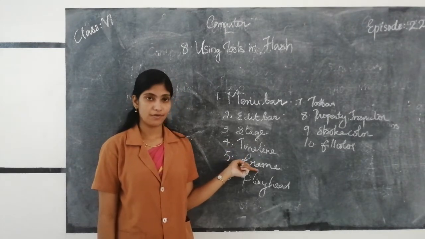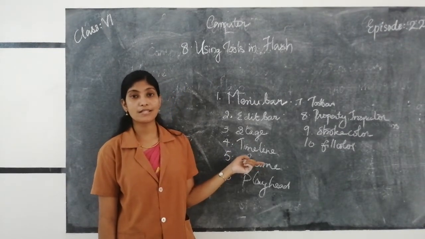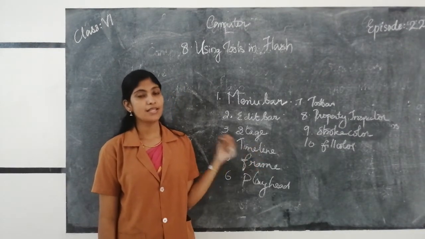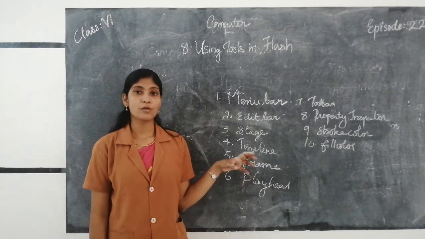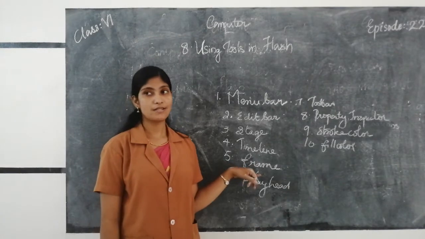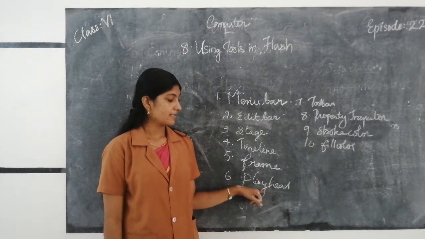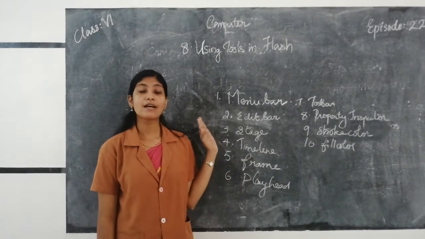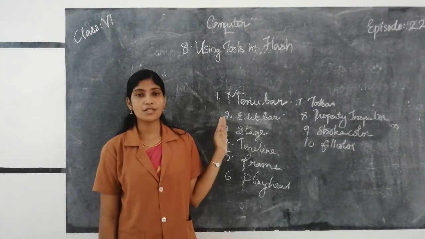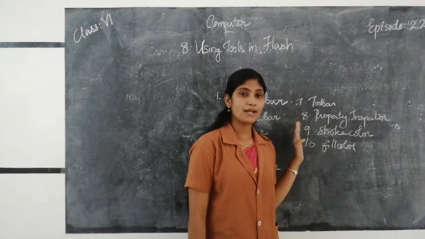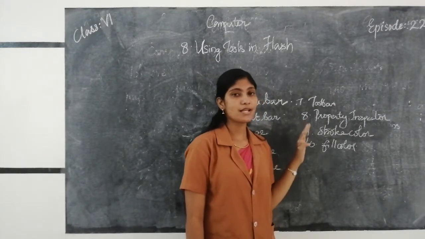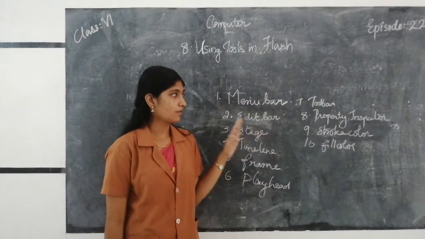And the fifth one is the frame. Frame is commonly known as the single set of animation. Then you can select your frame from there, and a group of frames in a quick session is known as animations. And the sixth one is the playhead, the red square form which is present in the timeline. And next one is the toolbar, which contains a number of different tools. So you can select your appropriate tools from there.